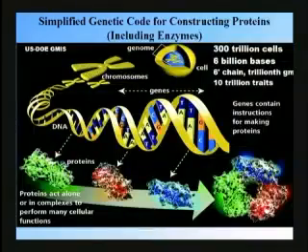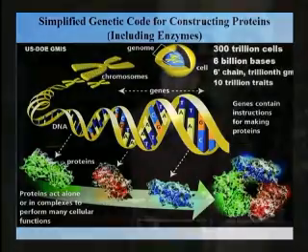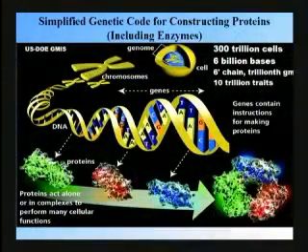This is a simplified diagram for the genetic code for constructing proteins. There are more than 100,000 proteins that are constructed by the cells. Over 2,000 of those are enzymes. Enzymes are things that make reactions take place faster. But the genetic code is found in the DNA, which is in the helix form.